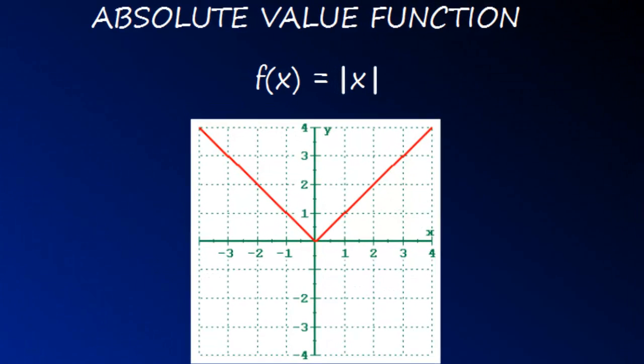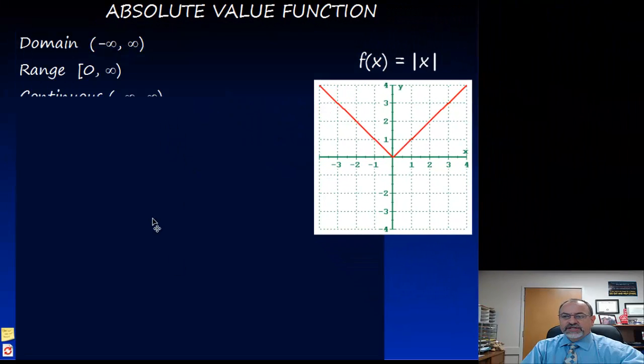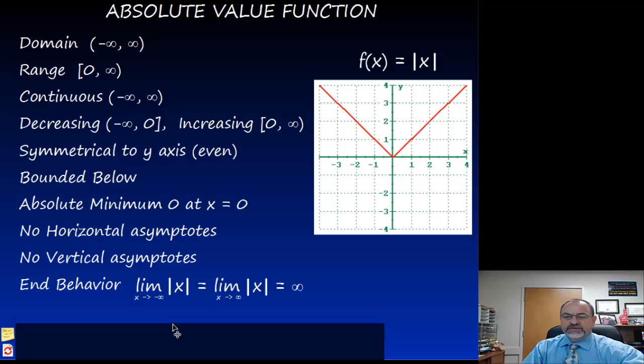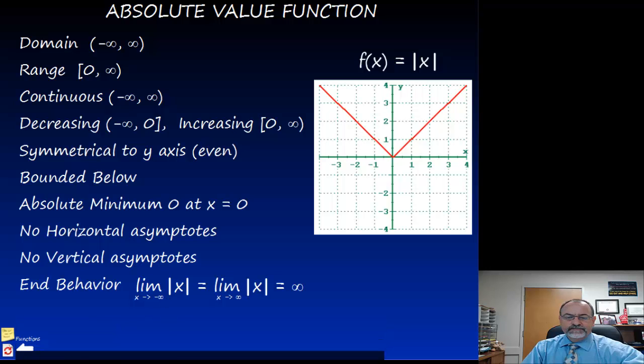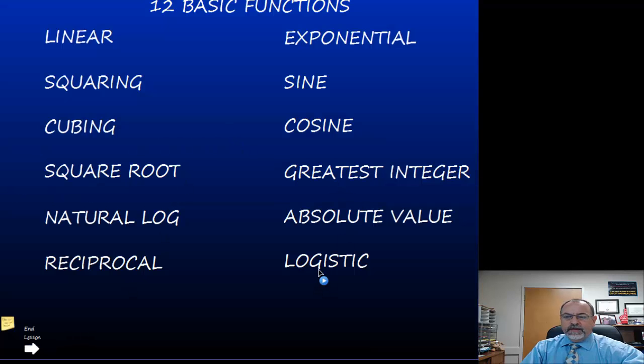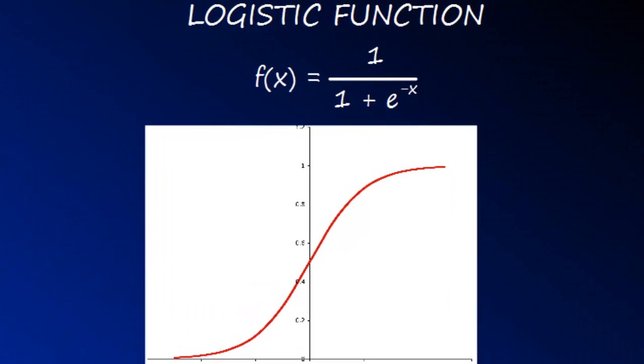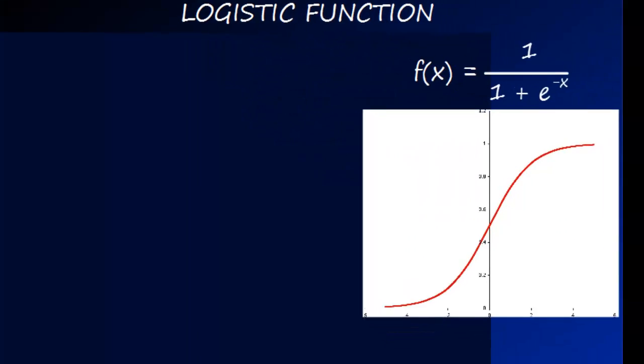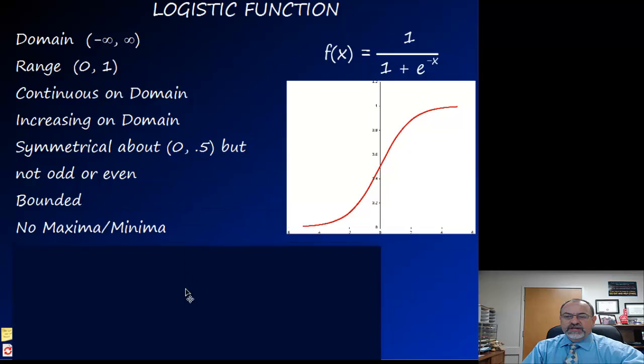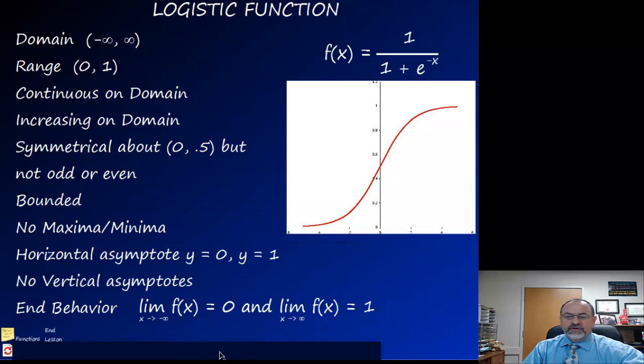The absolute value function, we spent some time on that last year. So again, this would be the analyzing. And then the logistic function. The logistic function has to do with, we'll talk about that a lot, the spread of rumors or population growth and those types of things.